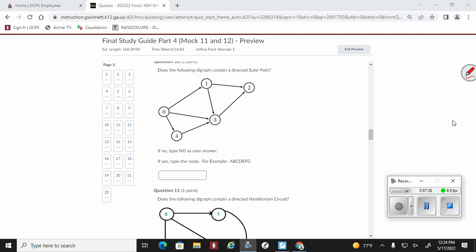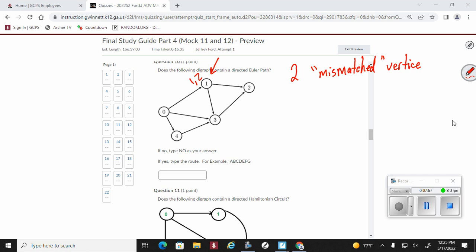With a directed Euler path, again, dealing with arrows here, you still have to have two, but because you're dealing with arrows, you have to have two what I call mismatched vertices. And what I mean by that is, for example, look at vertex 1. All right, you have one coming in, two going out. That's a mismatch. All right, Euler path means you have to have two of them.